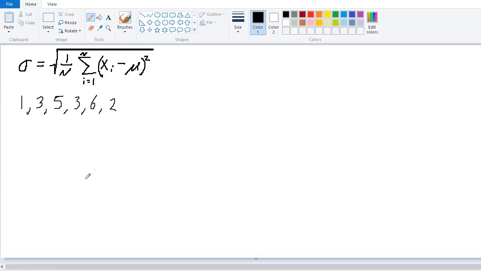In this problem, we're going to take a quick look at how to calculate standard deviation. I picked this set of 6 numbers, and we're going to solve on them.